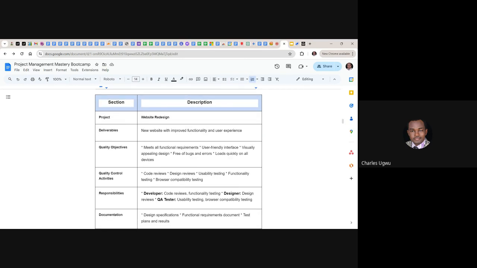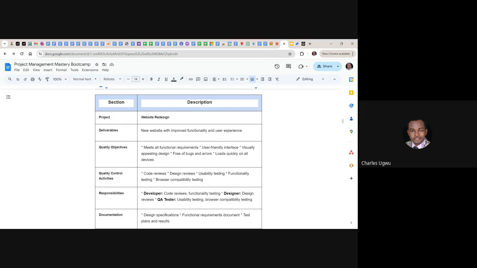Then you need to capture quality objectives. The quality objectives here is meet all the functional requirements, user-friendly interface, visually appealing design, free of bugs and errors, and load quickly on all devices. So these are the quality standards you should be looking at. So when we are working with the developers, these are things you'll be looking at.